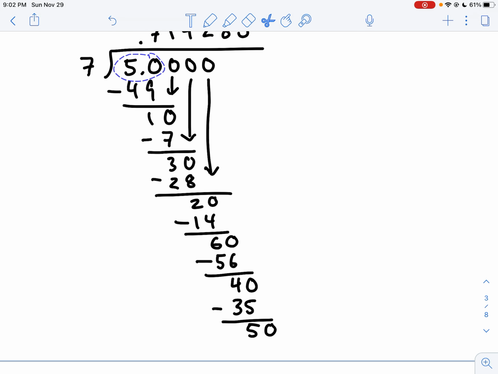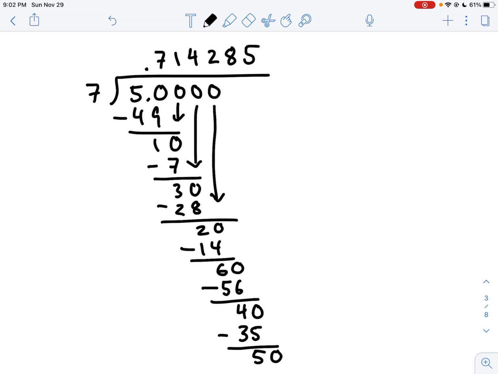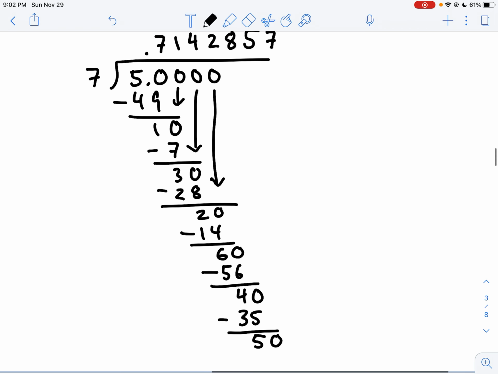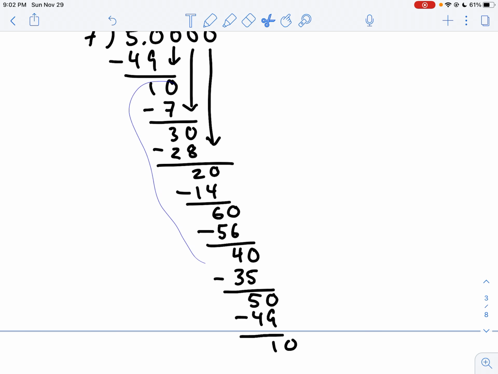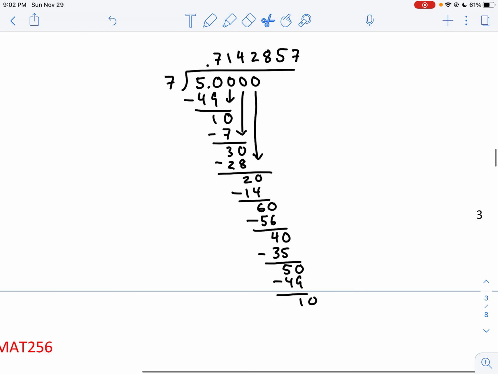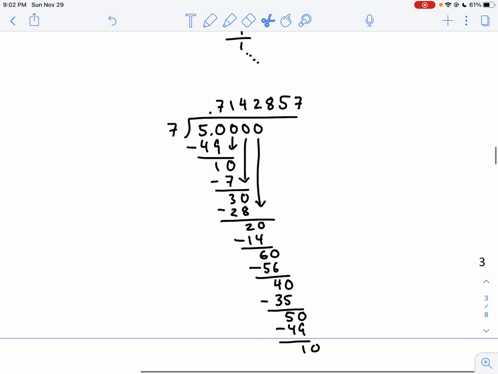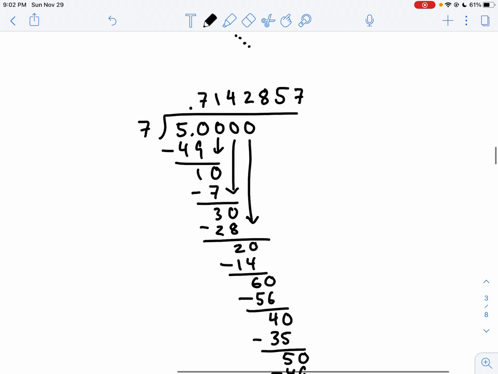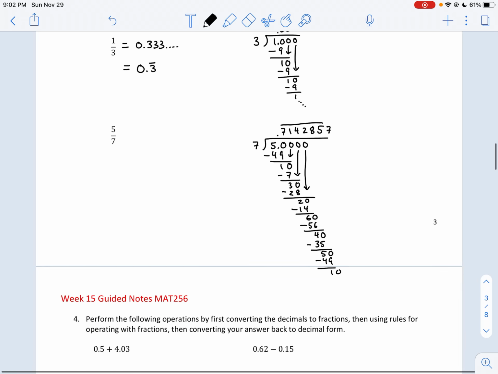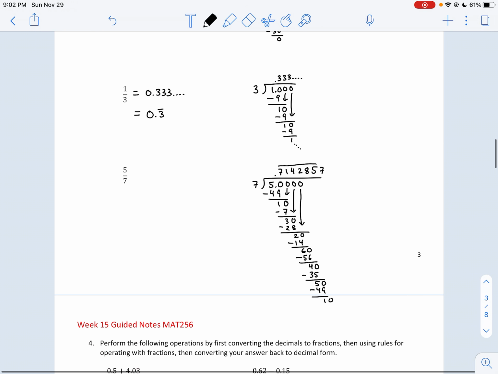And notice that we're right back at this 50 issue. So the cycle is going to repeat. The next digit is going to be a 7 again. And 7 times 7 is 49. Subtract. And all the work that we've done is just going to keep repeating. So once you recognize that it's repeating, 714285 is going to repeat. Put a bar above that part of it.